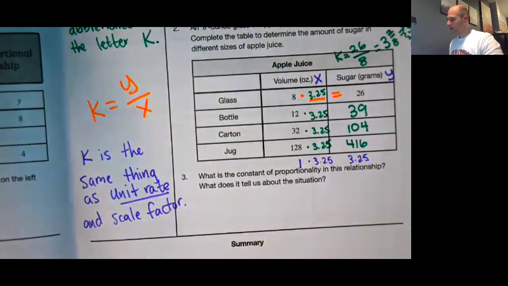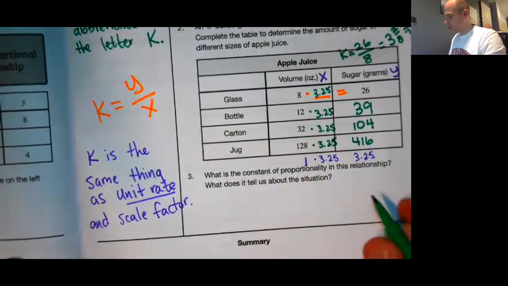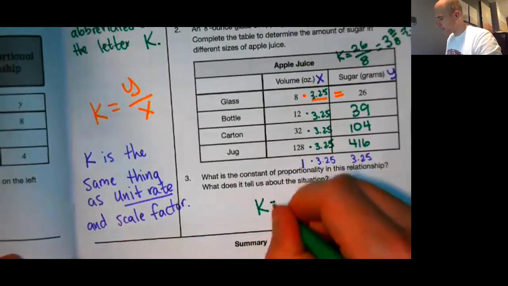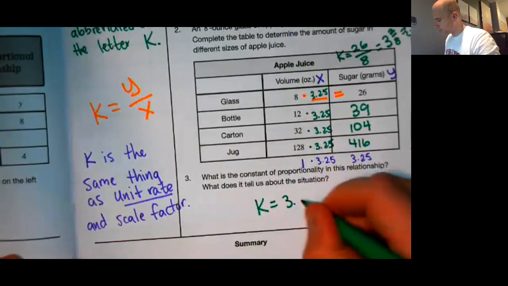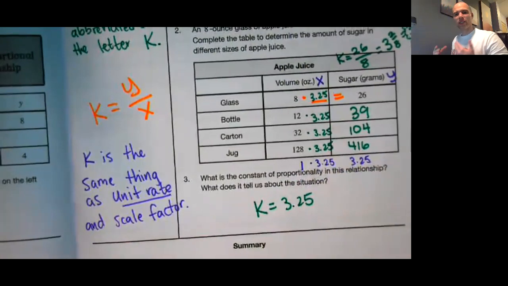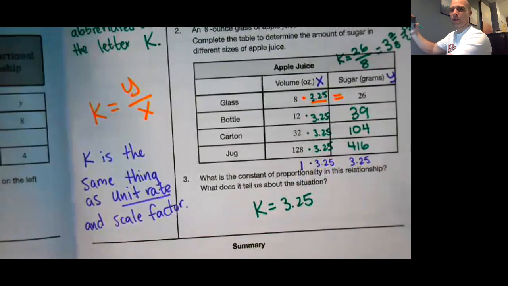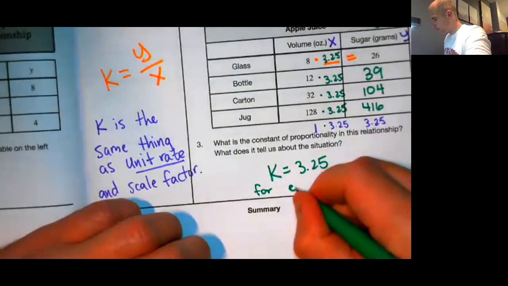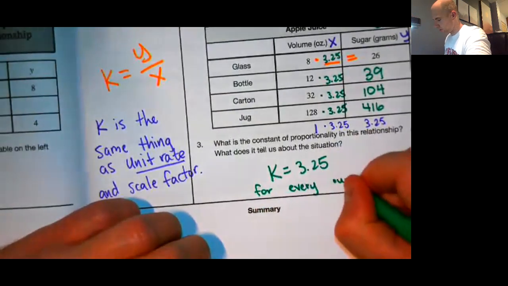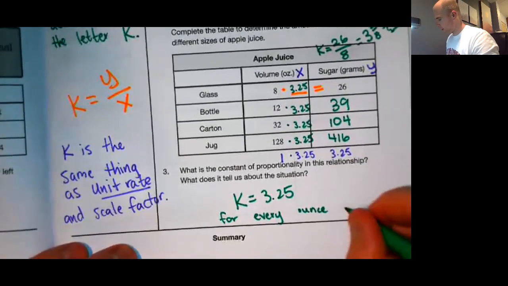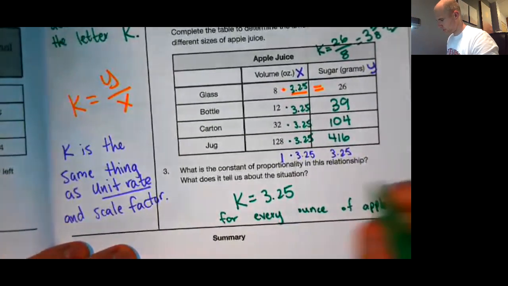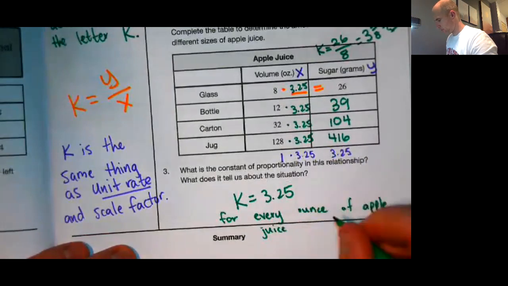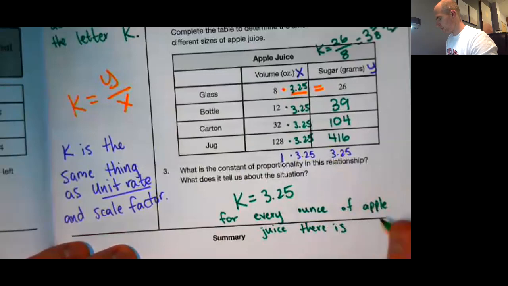Okay. So what is the constant of proportionality in this relationship? Well, we're going to call it K. So we're going to say K equals 3.25. And it says, what does it tell us about the situation? Well, let's write that sort of like unit rate-ish sounding answer. For every ounce of apple juice, there is 3.25 grams of sugar.